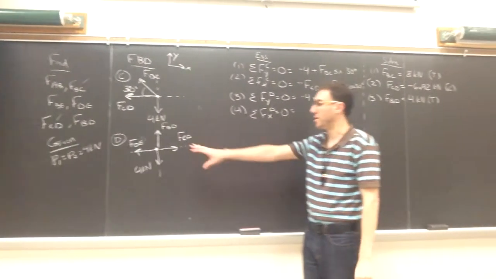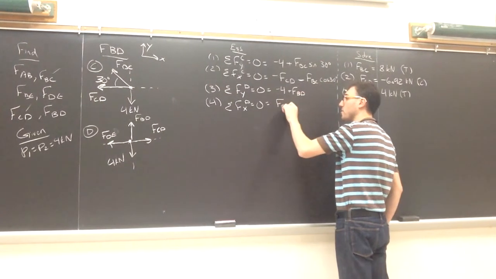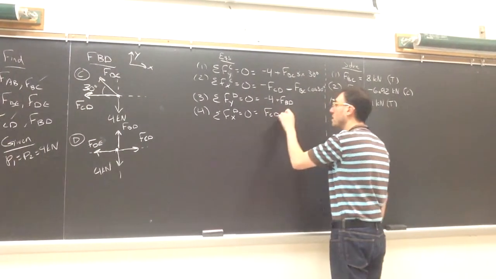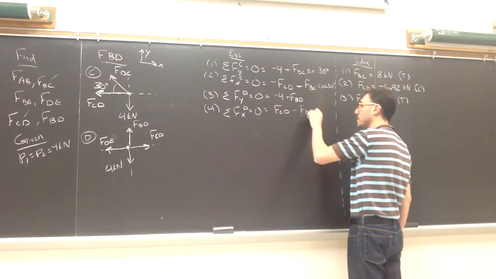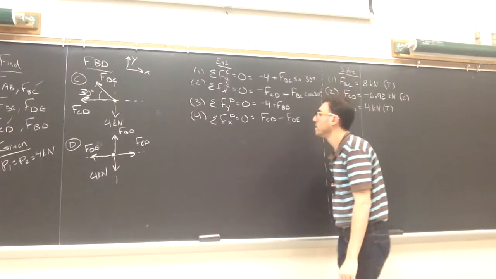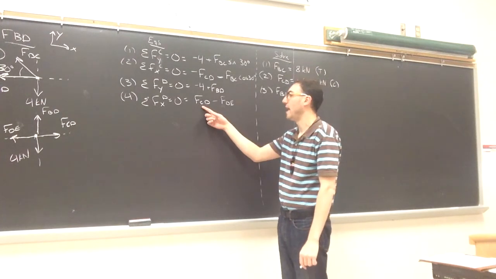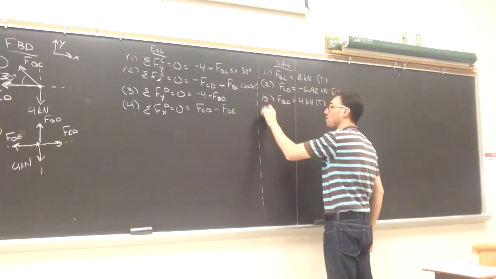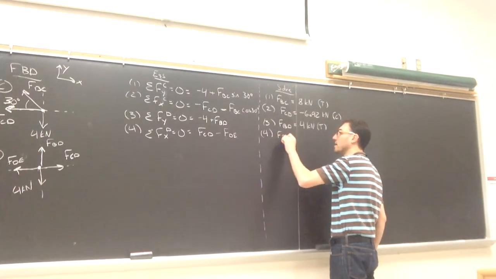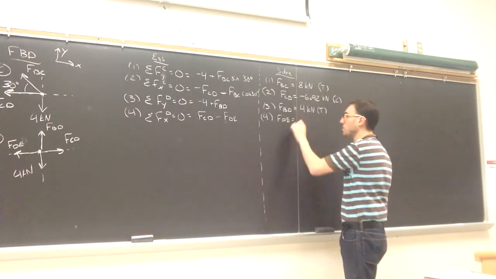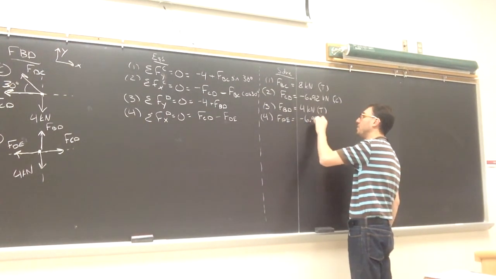Again, based on how I drew the picture, I'll have FCD to the right, so it's positive here, minus FDE, since it points to the left. At this point, I put in negative 6.92 for my value of FCD, so that way I get the correct value for FDE, which will also be negative 6.92.